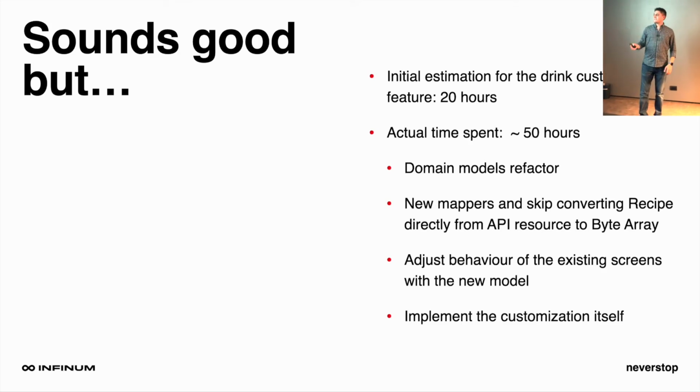I needed to refactor the whole domain. I needed to skip the mapper that goes from API to byte array and insert two new layers, domain and protobuf, and then byte array. I needed to adjust the behavior of at least 3 or 4 other screens because of the new model. And then after all of that, I needed to implement the feature itself, because even though it was not that complex, it still took some hours to make the sliders and the design.